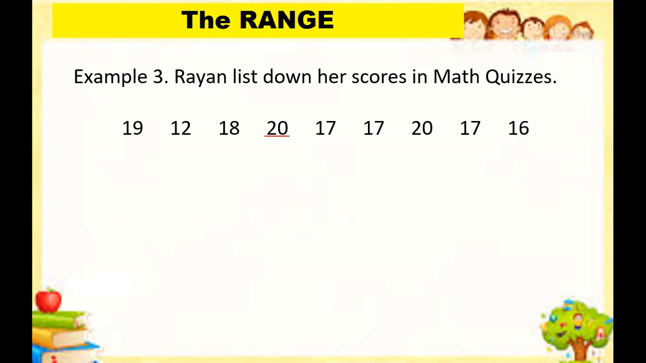So let's see. So range, which one is the highest? 20 is the highest, minus the lowest, which is 12. So therefore, the range of Ryan's score in math quiz is 8. Okay, it's very easy.